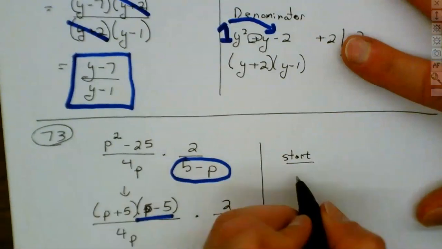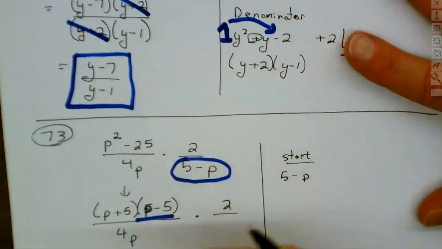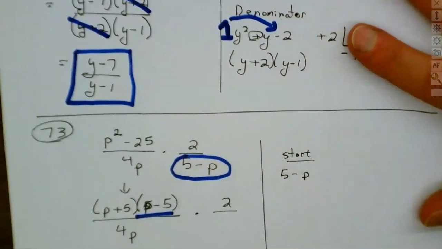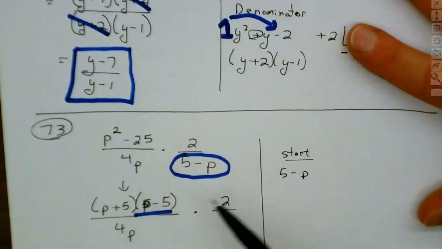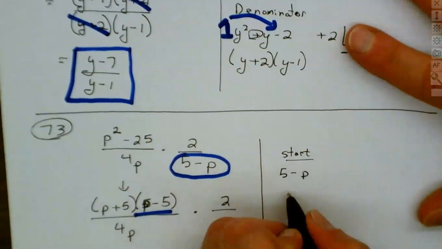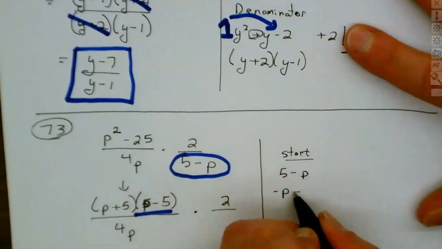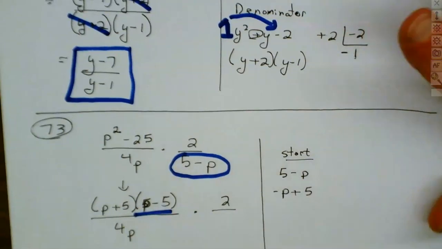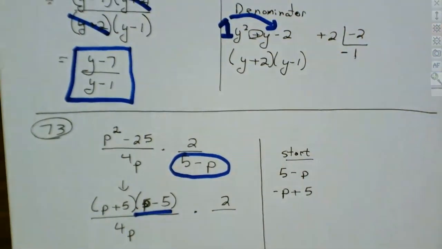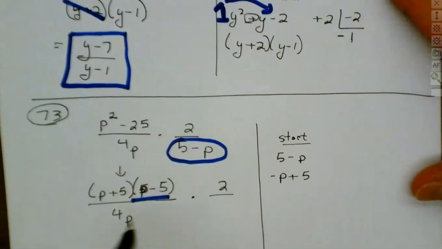So we're going to start with the 5 minus p. And this one over here is what we're looking at, right? Because this is positive and negative. It's a p and it's a 5. So let's see if we can make this look like that. Well, first off, let's write it in the correct order. So remember this is a plus here with that 5. So let's put this as a minus p plus 5. So we're fairly close to here.